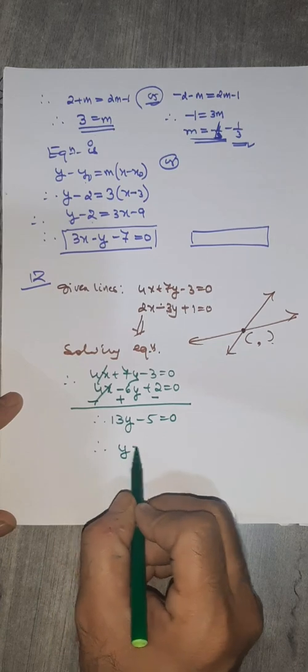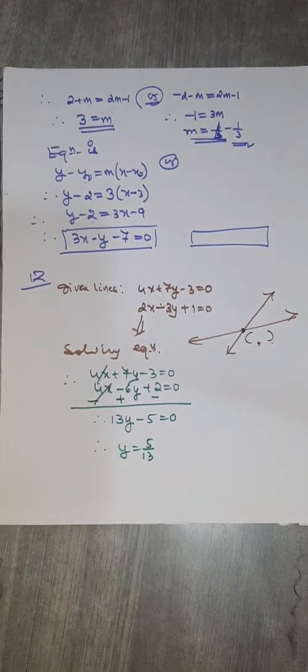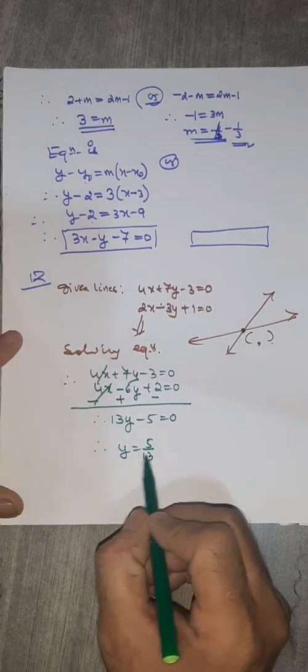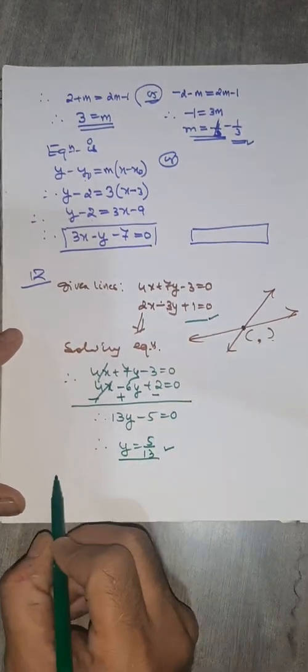So therefore y equals 5 by 13. Y equals to how much? 5 by 13. And now you put this value in any one of these two equations, so you will get the x coordinate. So putting this in any one of these two, for example this one.